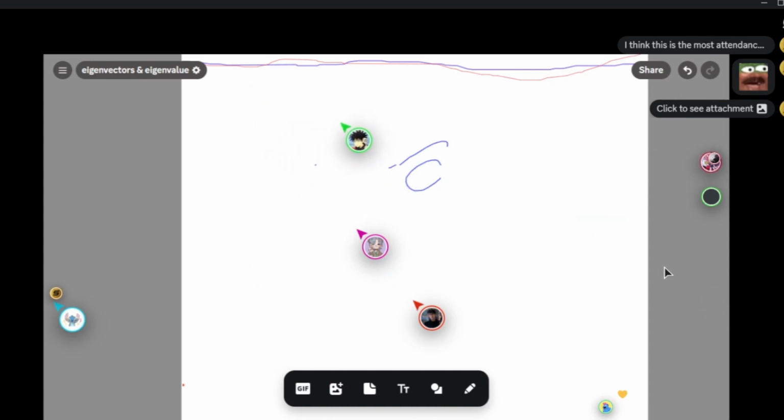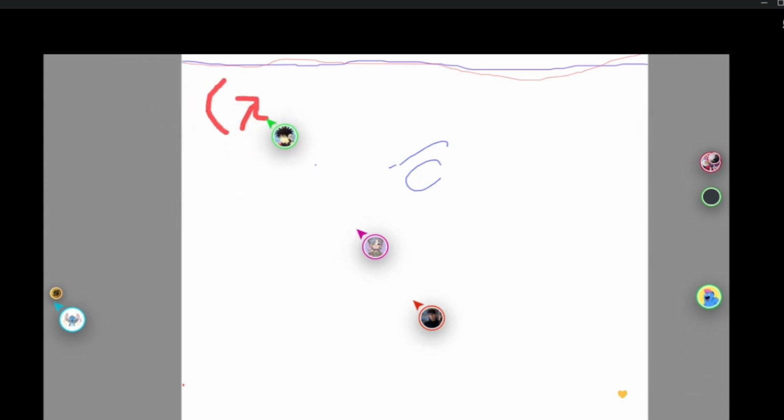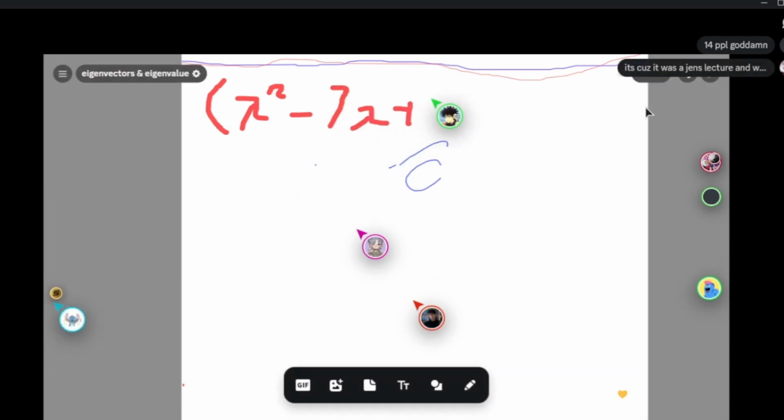So from that thing we just got, we have lambda squared minus 7 lambda plus 6.